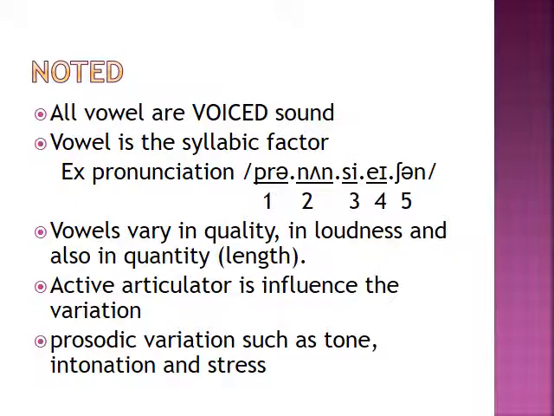Syllable 1, pr. It consists of 2 consonants and 1 vowel. Syllable 2, nun, consists of consonant n, vowel a, and consonant n. Syllable 3, si, consists of consonant s and vowel e.